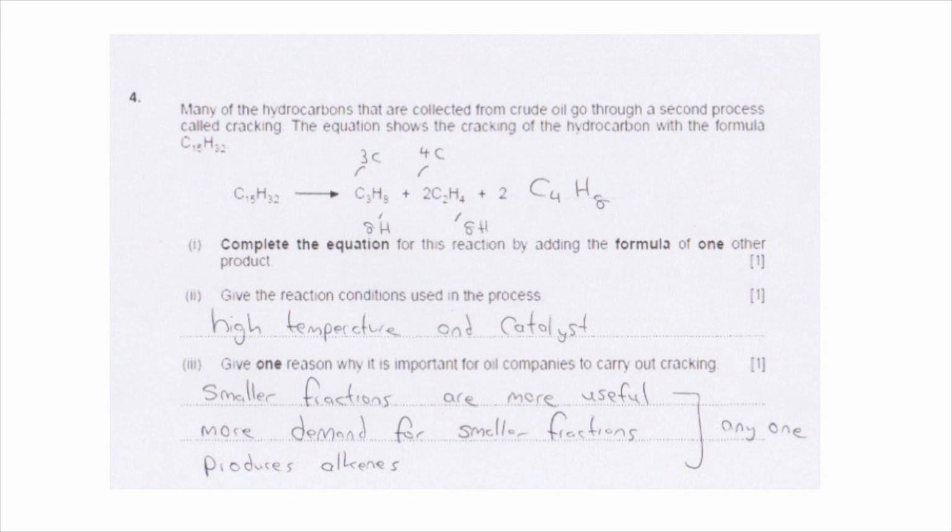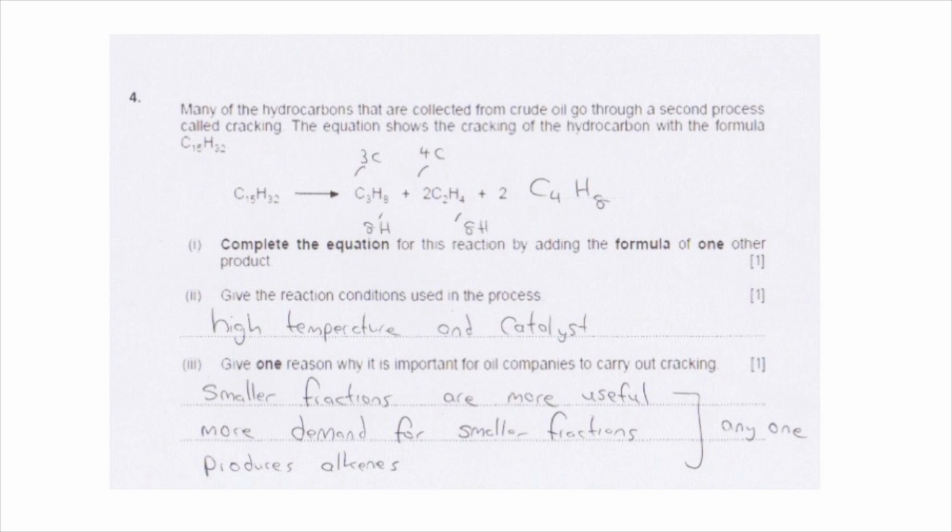Now for the hydrogens, you need a total of 32. So they've drawn C3H8 and 2 lots of C2H4. So that gives you 16 hydrogens in total. So you need another 16 hydrogens in this molecule. And remember, you've got 2 lots of the molecule, so it must be 2 lots of C4H8, because 2 lots of 8 equals 16, and that's how many hydrogens you need.